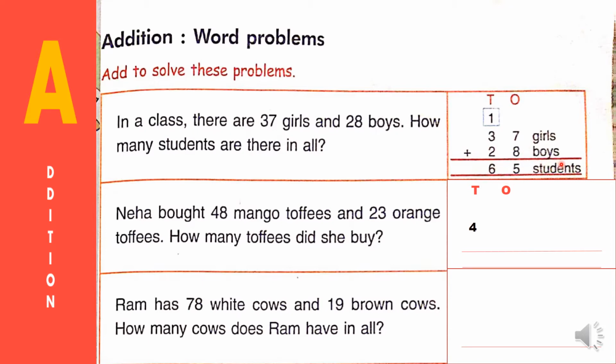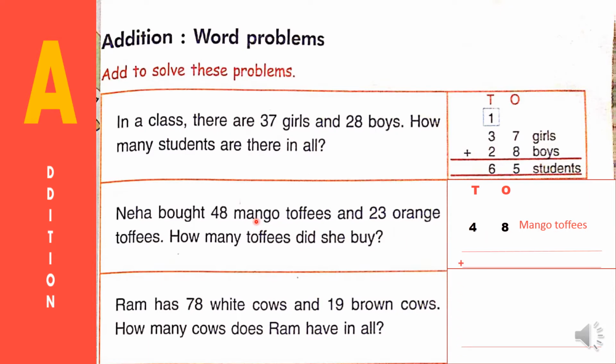Okay, children, now we'll go to the next problem. Read the question carefully. Neha bought 48 mango toffees and 23 orange toffees. How many toffees did she buy? Now we have to write how many mango toffees she bought. Neha bought 48 mango toffees. We are writing like this: 48 mango toffees.